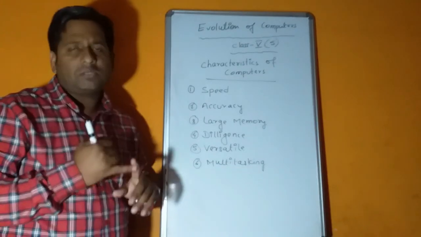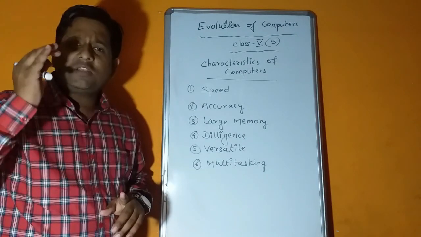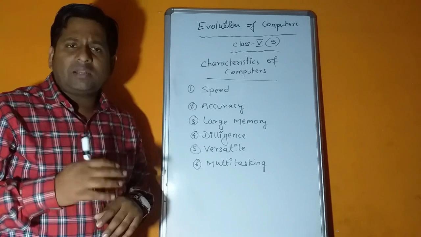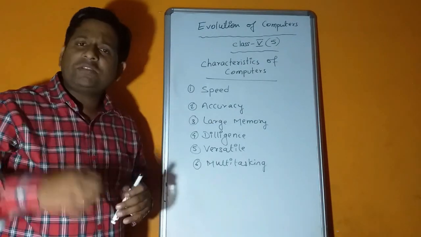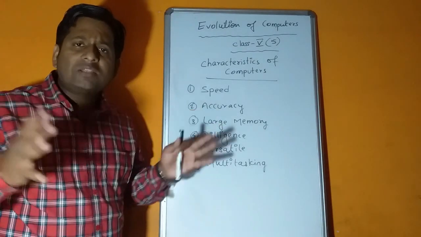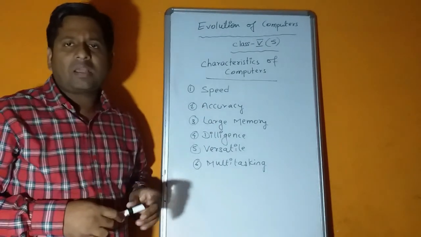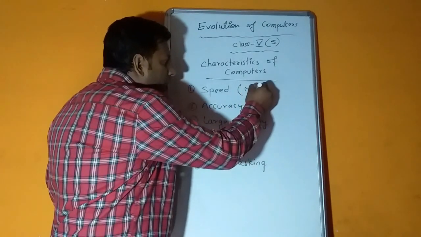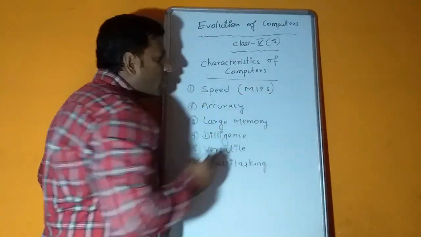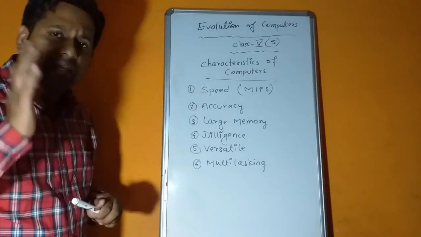Number one is speed. The computer's speed is very fast. It executes millions of instructions per second. That means in 1 second millions of instructions can be executed by the computer. So its speed is always measured in MIPS, millions of instructions per second.